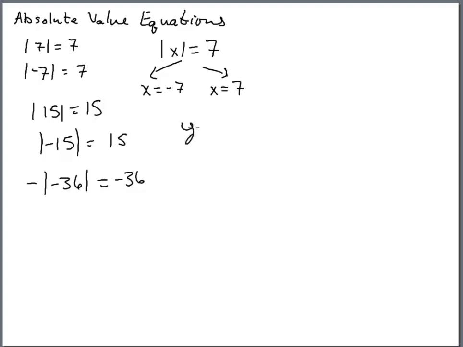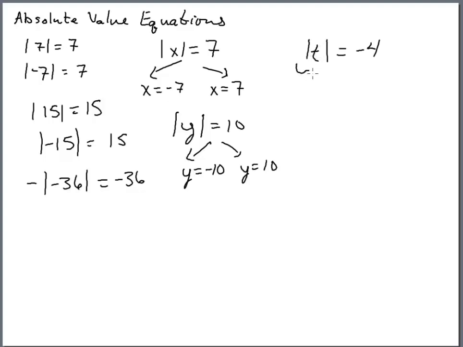Another one, absolute value of y equals 10. This would split into y could equal a -10 or y could equal a +10. And while we're looking at this, there's one thing that you've got to understand about absolute values that's kind of nice. If you ever have an absolute value like this, and it equals, say, a negative number, like -4, then there's no way that this positive number can ever equal a negative number. It just can't happen. Done. No solution at all.